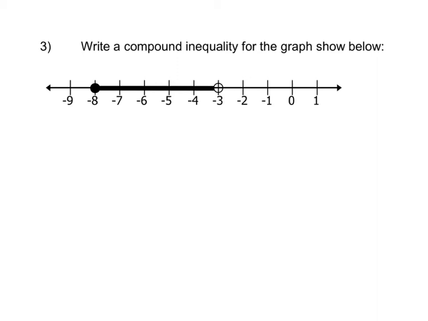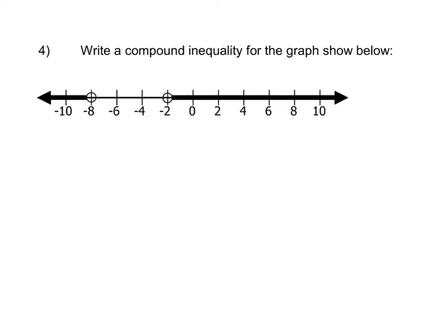You should have gotten x is greater than or equal to -8, and x is less than -3. All of these numbers here are bigger or equal to -8 and also smaller than -3. That's what every single number in this region has in common. Number 4, same thing. I want you to pause right now and write the compound inequality for this graph.